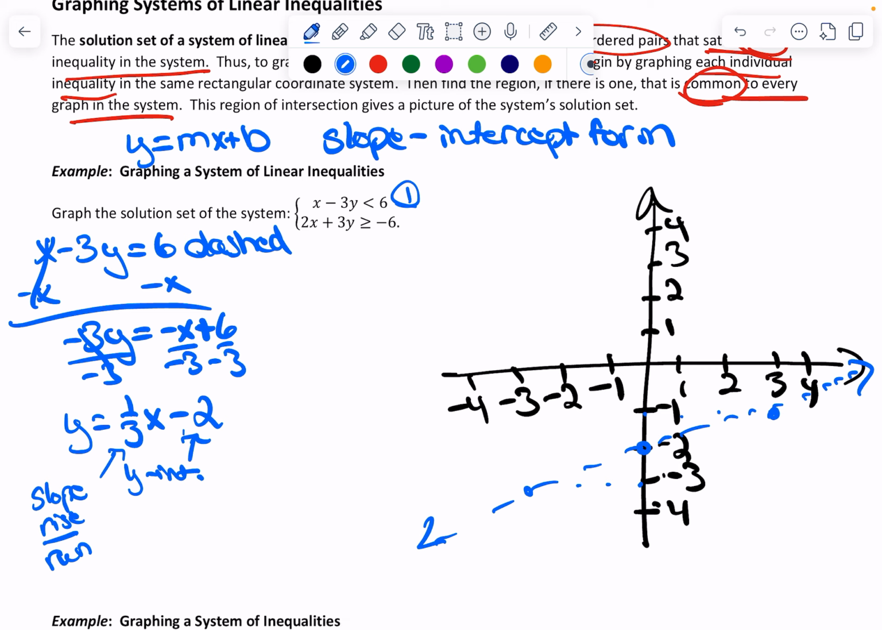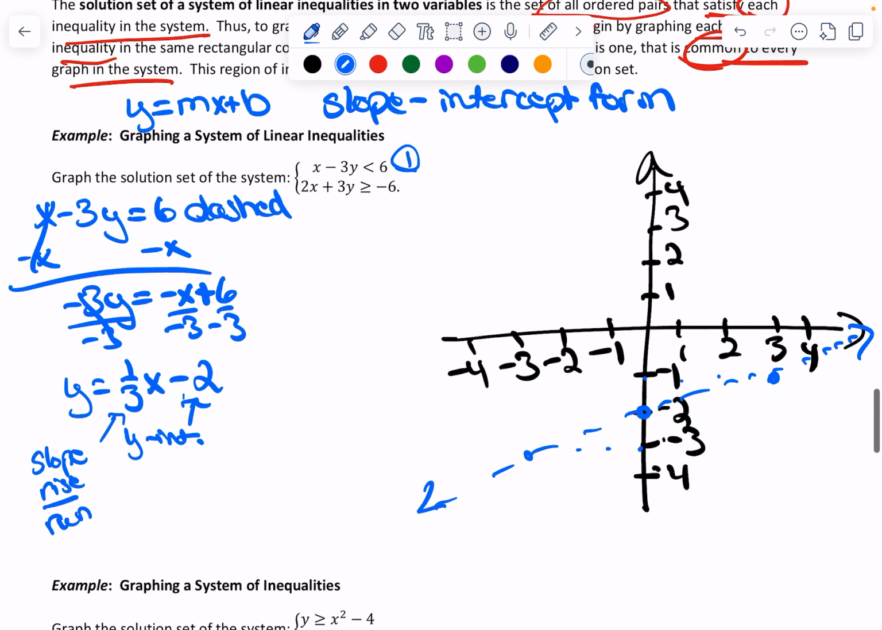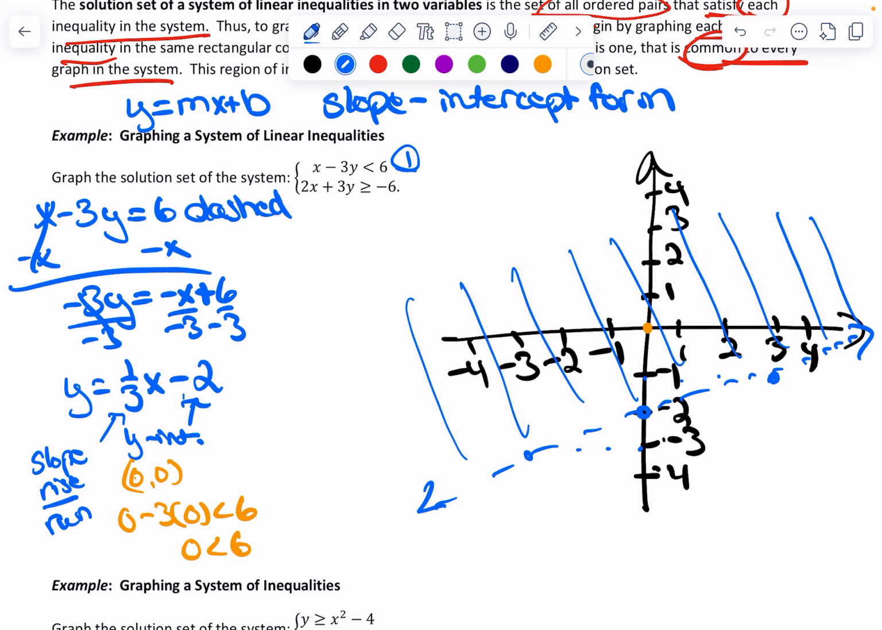Next, I need to figure out the test point. Which way am I going to be shading for this one? So what I'm going to do is I'm going to try to plug in the point 0, 0 because that's over here and that's an easy one. So 0 minus 3 times 0 is less than 6. Well, 0 is less than 6. So for this one, I'm shading where 0, 0 is, so on the top here. And make sure that you don't shade too dark yet, because we're going to shade the other one as well.